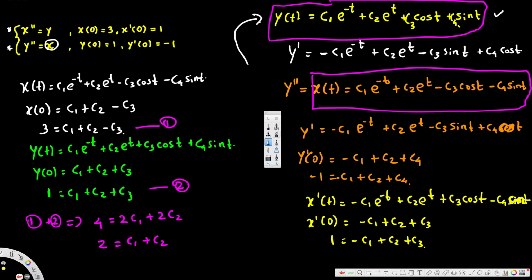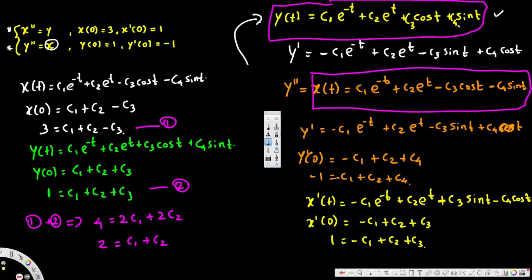Okay, let me double check this. If you take the first derivative, c3 will become sine t. Of course, I made a mistake on the derivative. Okay, let me do it again. x prime of t is negative c1 e to the power negative t plus c2 e to the power t. If you take the derivative of negative c3 cos t, the derivative of cos is sine, so this will become plus c3 sine t, plus minus c4 cos t, since the derivative of sine is cos.